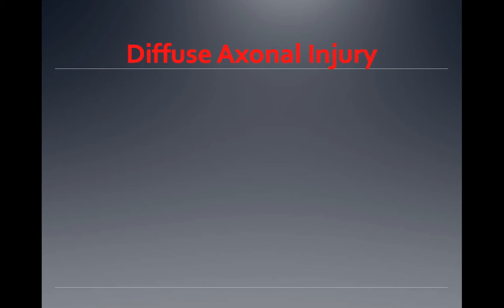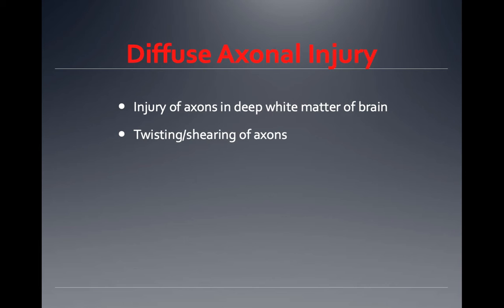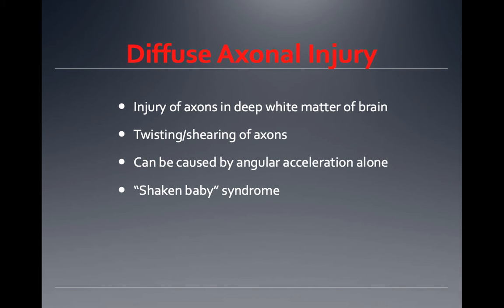Diffuse axonal injury. This is injury in the axons located in the deep white matter of the brain. And remember, we talked about twisting or shearing of the axons. Shearing means pulling, okay? So imagine grabbing a hold of an axon and just pulling it apart with both hands. So this can be caused by angular acceleration, and that means that the head is moving back and forth very quickly or from side to side quickly.